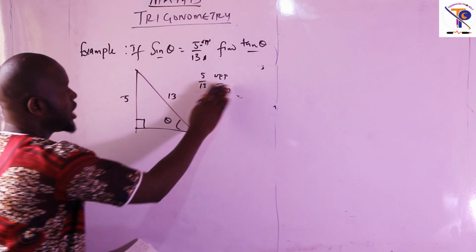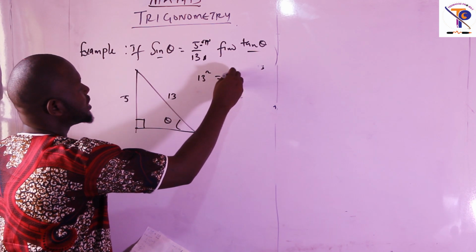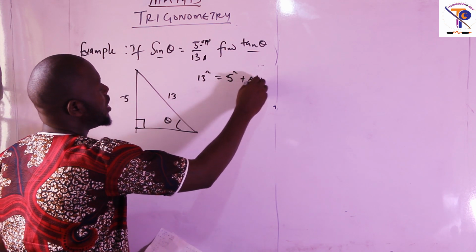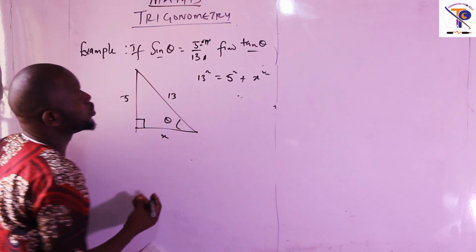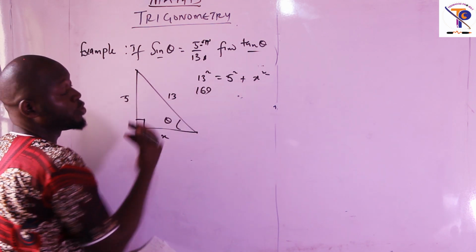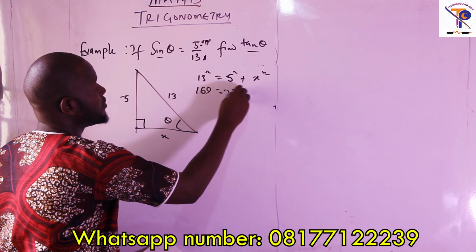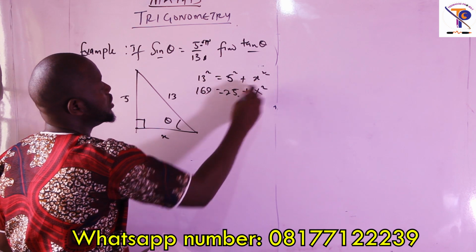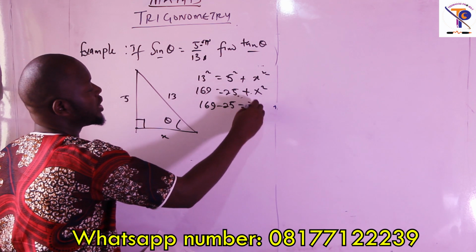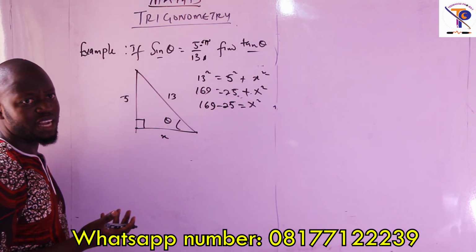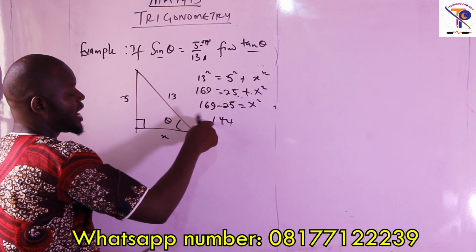So by Pythagoras, we are going to have 13 squared, that is hypotenuse, equal to opposite, that is 5 squared, plus adjacent squared. Let me call it x, so I can have x squared. 13 squared is 169, obviously, that is 13 times 13. Then 5 squared is 25. So 169 equals 25 plus x squared. If I send this one to this side, I will have 169 minus 25 is equal to x squared. If I subtract, I will definitely have 144. Check it: 5 from 9 is 4, 2 from 6 is 4, then I have 1 left.